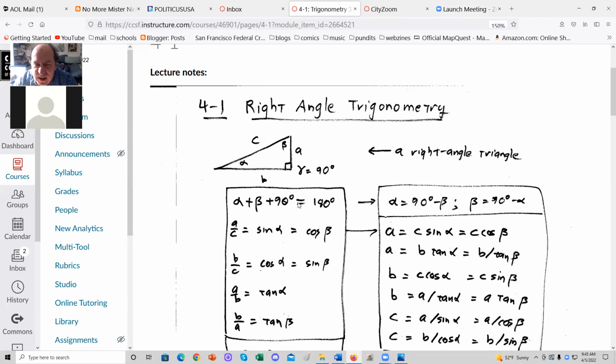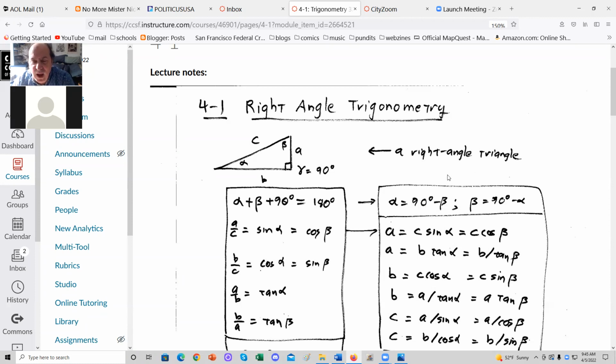So now, given that one of the rules of triangles is their angles add up to 180 degrees, and since this angle is 90 degrees, and you transpose, you get that alpha is 90 degrees minus beta, and beta is 90 degrees minus alpha. So given one angle, you can get the other two. Well, given this one angle, you get a relation between the other two. And given beta, you get alpha. Given alpha, you get beta.